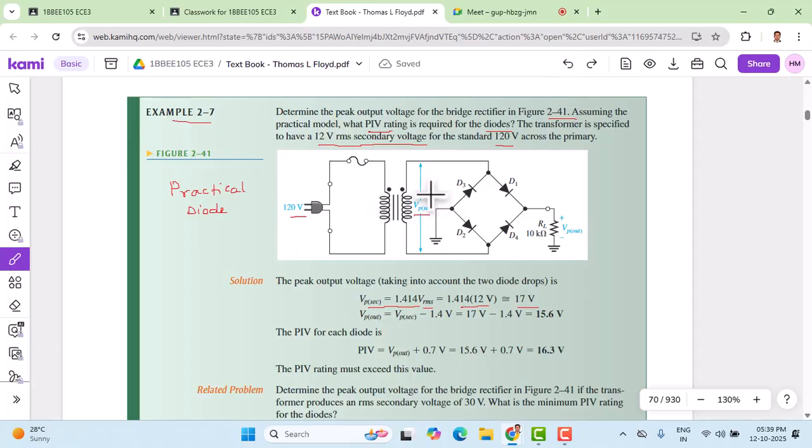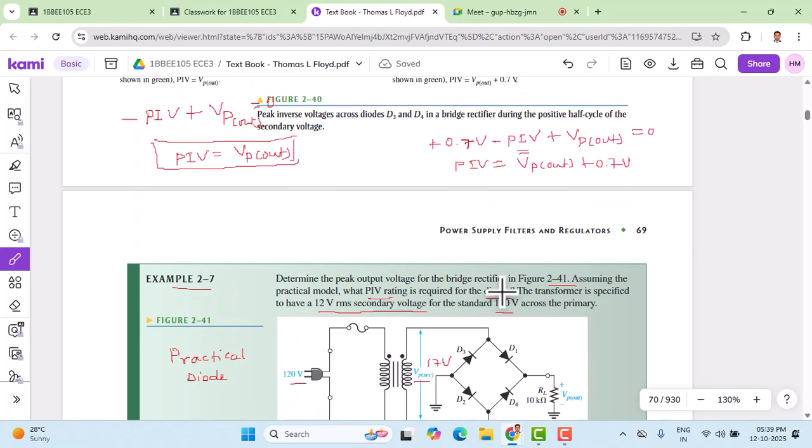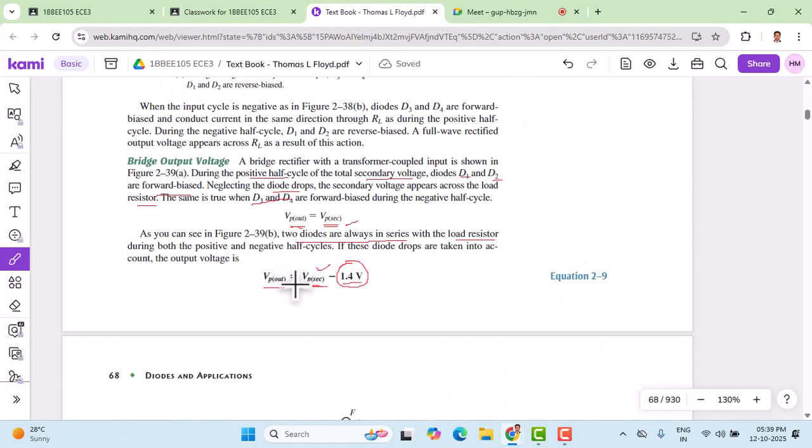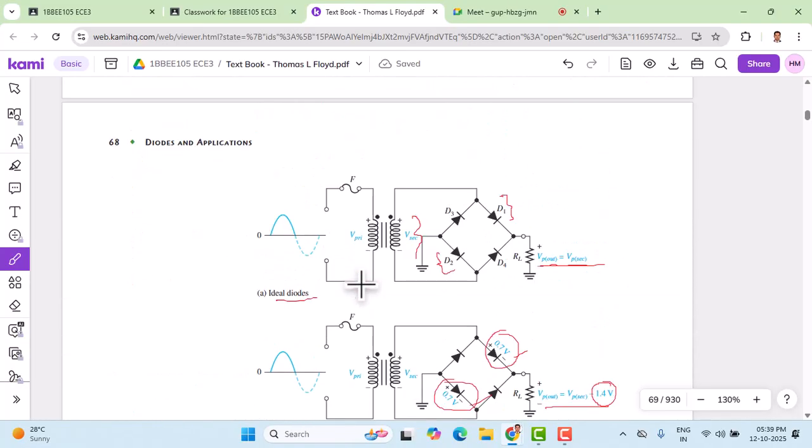So I have here 17 volts. That is the peak secondary voltage. Now we need to calculate peak output voltage. We can use the formula that we already showed you. VP out is equal to VP sec minus 1.4.